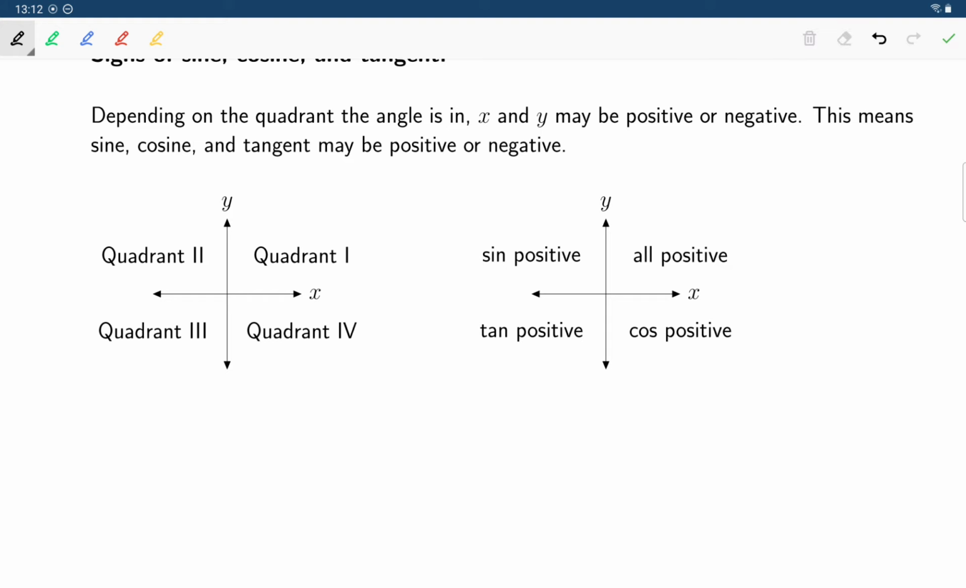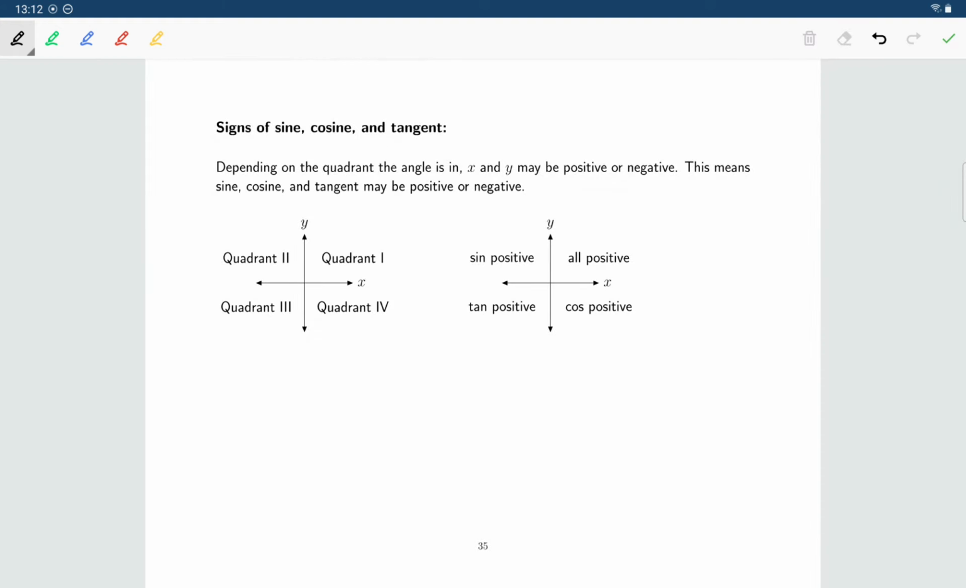A way that we can remember this, there's a couple of different ways. Some books will refer to what they call the CAST rule, because if you take the first letters of each, C-A-S-T, it spells the word cast. Another way of remembering these is the little acronym, all students take calculus. That's usually how people remember which functions are positive in which quadrant.